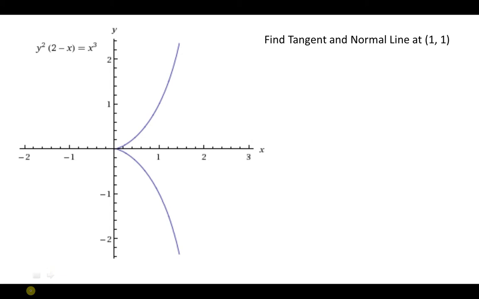Now, why don't you pause the video after we talk about this particular problem. You want to find the tangent and the normal line at the point (1, 1) with the equation described by y squared times (2 minus x) equals x cubed. So pause the video, try to work this problem, and again come back and take a look, see if you got the same thing.